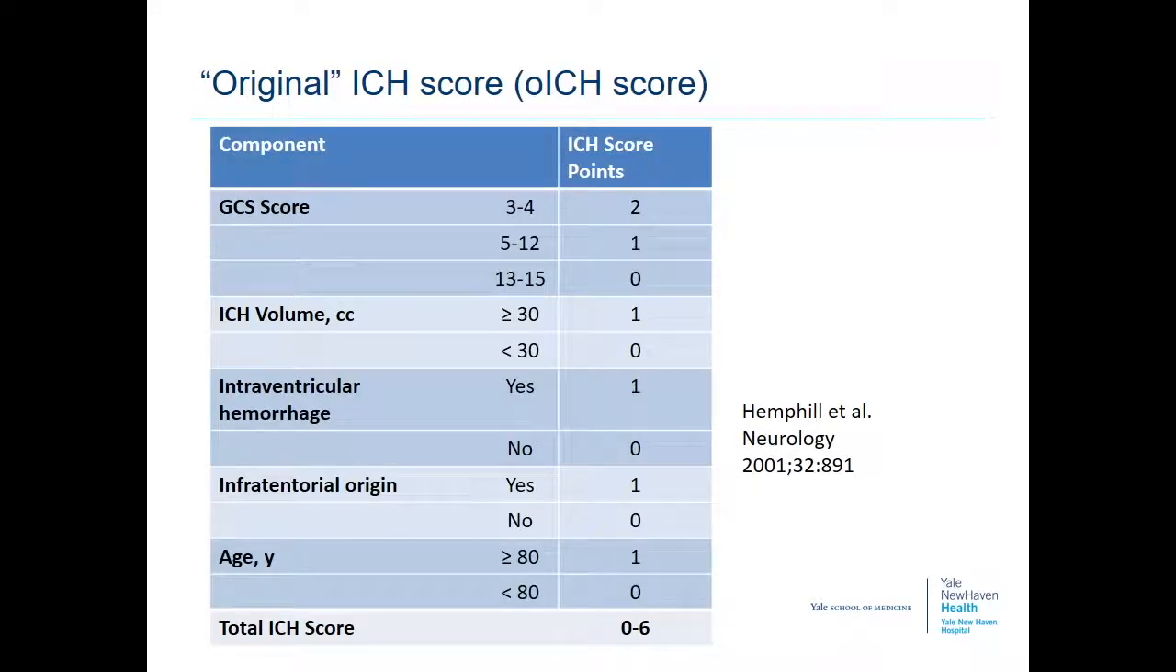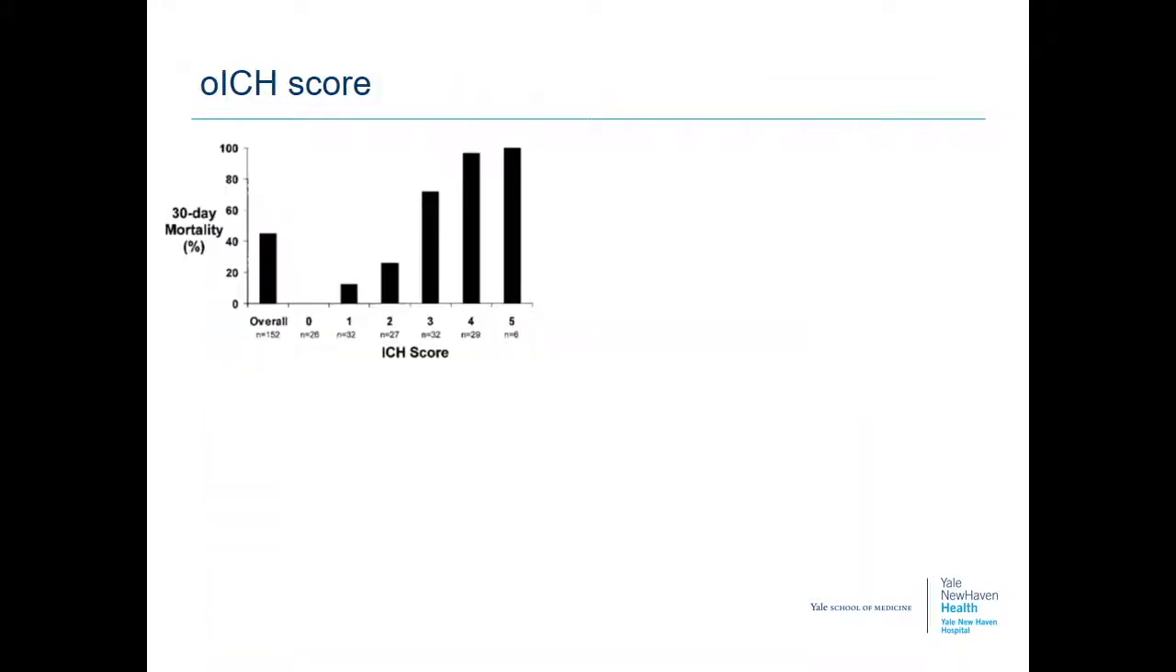Of all the available clinical grading scales, the original ICH score is the scale that's still most widely used in clinical practice and in communication among practitioners. You can see this classic scale and its components listed here on this particular slide with the scores available from 0 to 6. This figure here that you're looking at is taken from the original manuscript for the original ICH score, where different values for the ICH score correlate with 30-day mortality in the original cohort that was used to develop the scale.